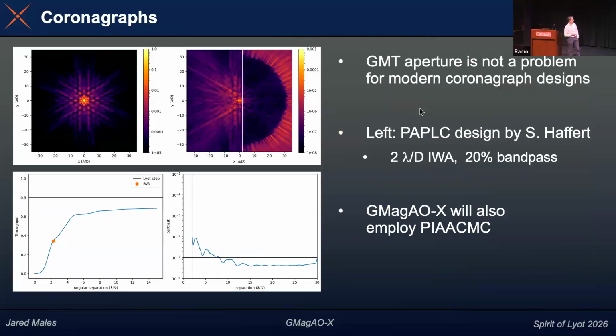One important point is that we're just not worried about the GMT aperture. It's a pretty complex aperture, but at the raw contrast levels we need to deliver for a ground-based instrument, modern coronagraph design techniques are having no trouble handling this. This is a broadband design by Sebastian using the PAPLC, the phase apodized pupil Lyot coronagraph. And we also have PSCMC designs that also perform pretty well.